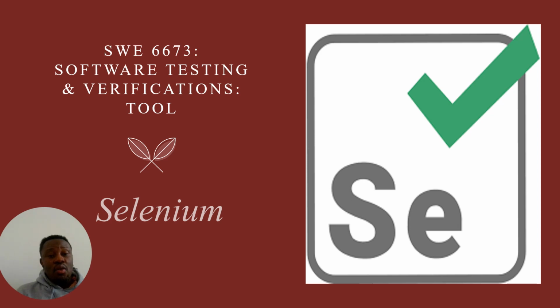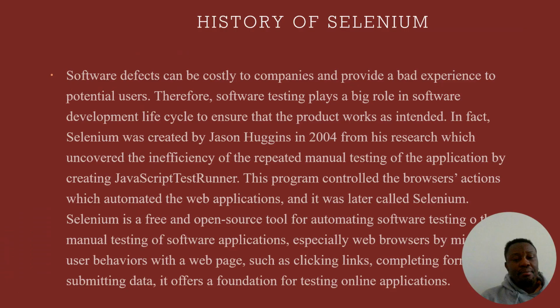The course name is Software Testing and Verification Tool. Today we're going to present about Selenium, which is a software testing verification tool. We're going to first present the history about the creation of that tool, and we're going to talk about the different frameworks, and we're going to talk about advantages for developers to use Selenium and disadvantages for developers to use it.